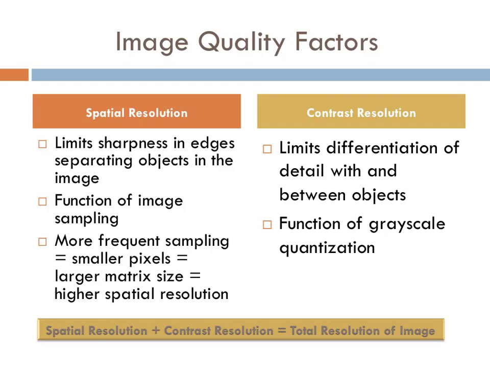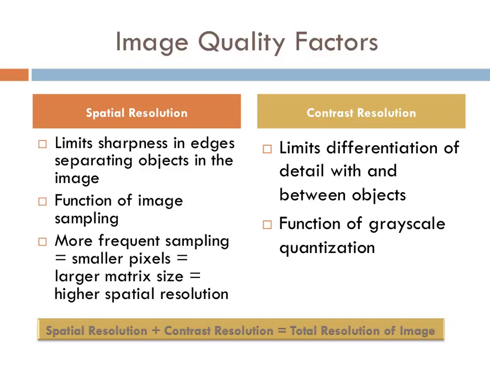All right, 2 crucial image quality factors are spatial resolution and contrast resolution. Spatial resolution limits the sharpness in the edges separating objects in the image. It is a function of image sampling, and it affects matrix size. So the more frequent sampling results in smaller pixels, which results in a larger matrix size because they have an indirect relationship. And this in turn generates a higher spatial resolution image.